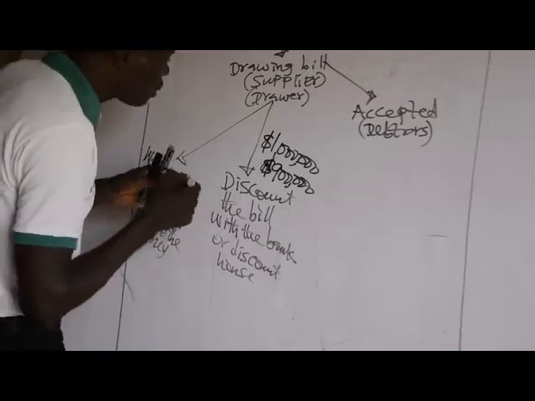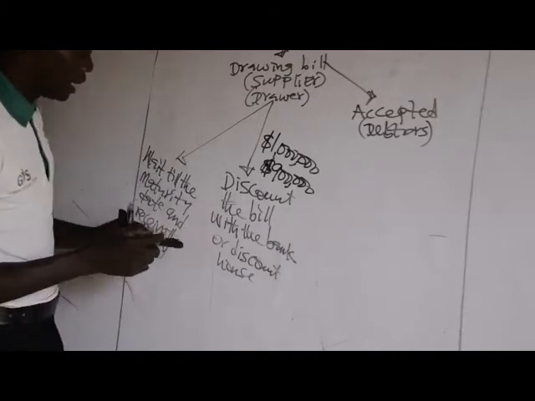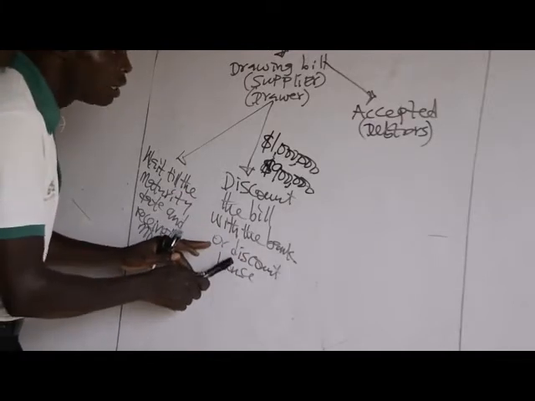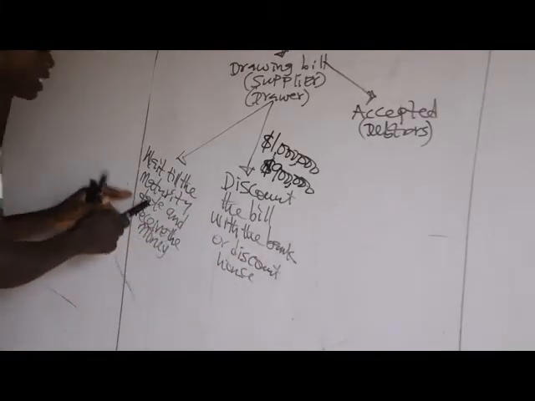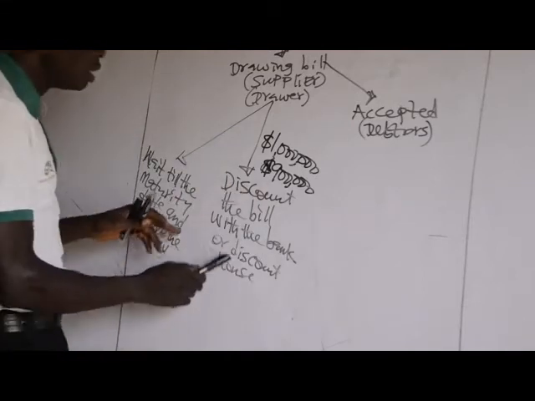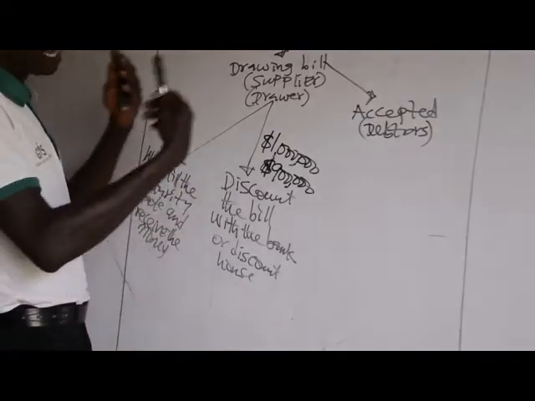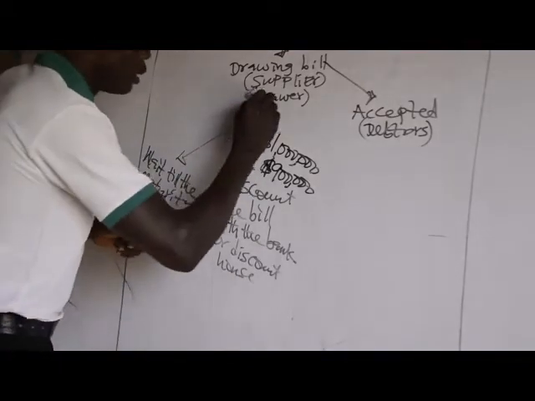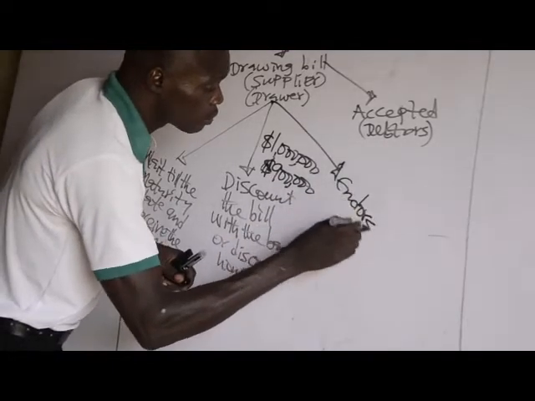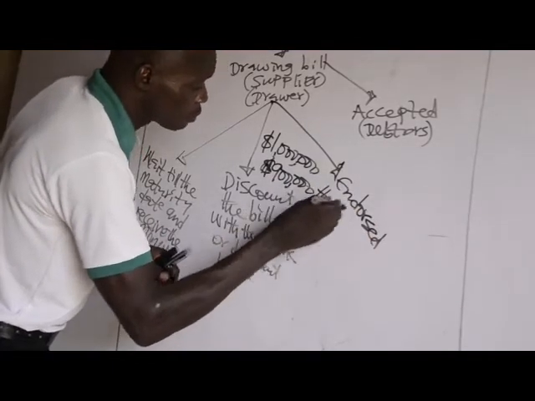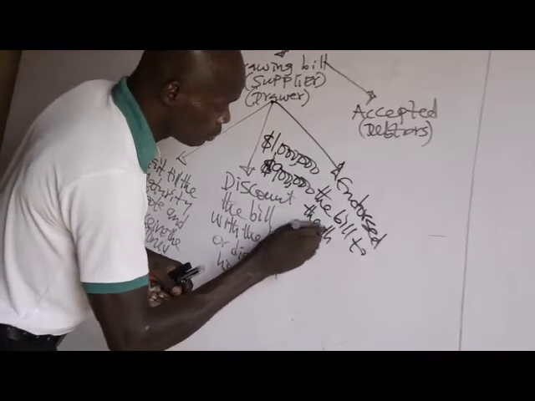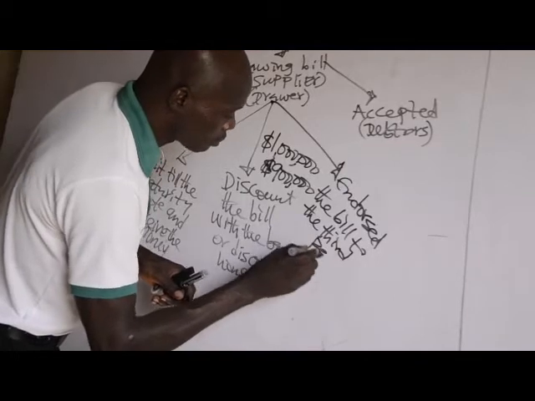So the third option: if the seller doesn't want to discount the bills, and does not want to wait till maturity to collect the face value of the bills, it is possible the seller might be owing another third party. So he might decide to endorse the bills to the third party.